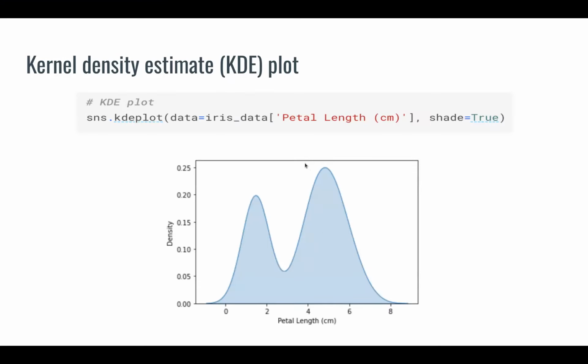So in order to make this, you need to use sns.kdeplot and then provide data. And then if you set shade to be true, the colors of the area below the curve will be shaded.